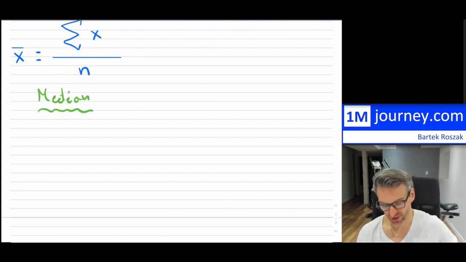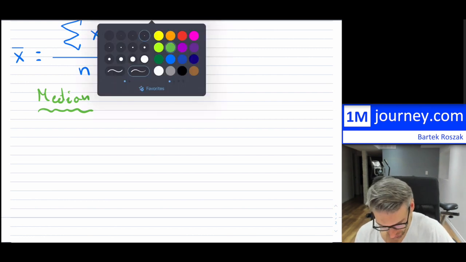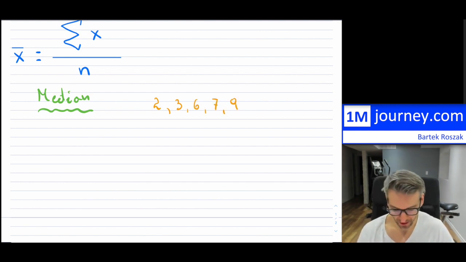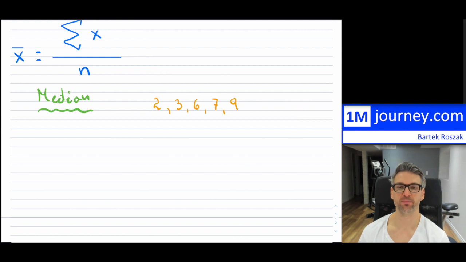Okay, so I'm going to just show you here and use a smaller example first. So for instance, if I had, okay, so these were my data points, 2, let's say 3, and I'm going to order them from smallest to largest. 6, 7, and 9. So you'll notice that I have 5 data points in here. So the median is the central data point. It is the one that splits your data into 2 equal halves.